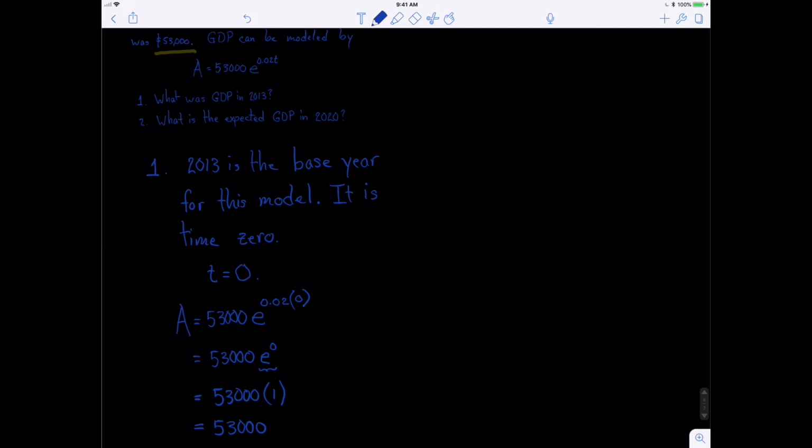So let's take a look. Using that model, problem 2 says, what is the expected GDP in 2020? Well, in 2020, 7 years will have passed. So in this case, time equals 7 years. So now we can use the problem with A equals 53,000 times e raised to the 0.02 times 7.